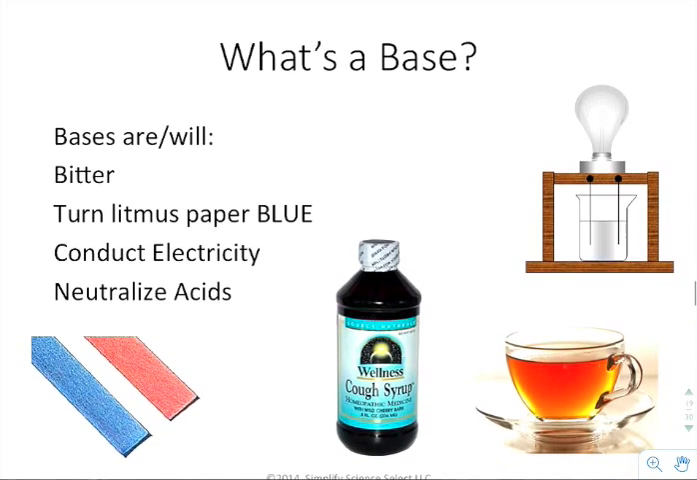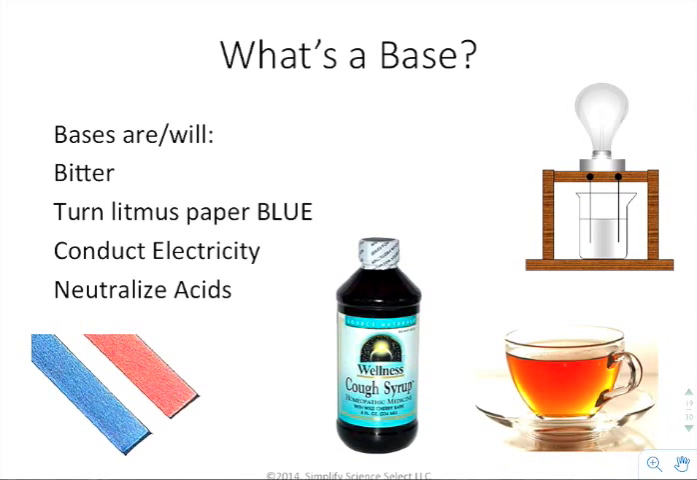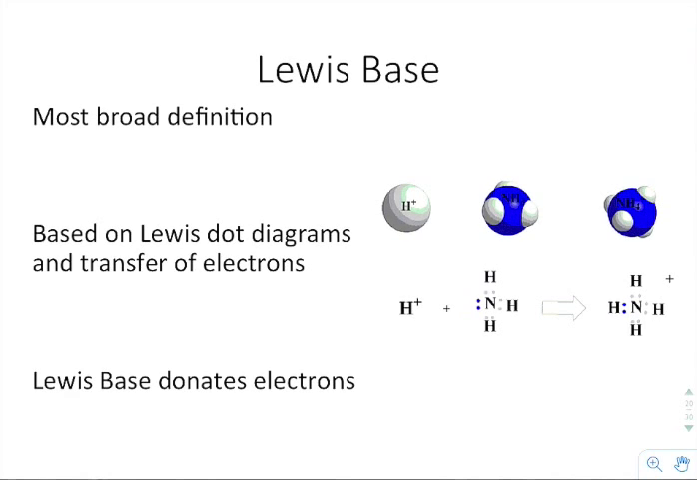Now I need to talk about bases. Bases are generally thought of as the opposite of acids. Bases are bitter, they turn litmus paper blue, they conduct electricity, and they will neutralize acids, so they are electrolytes. Now Lewis bases, we have the same thing. We have a Lewis base, Bronsted-Lowry base, and we have an Arrhenius base definition. So we also have the Lewis base being the most broad definition.